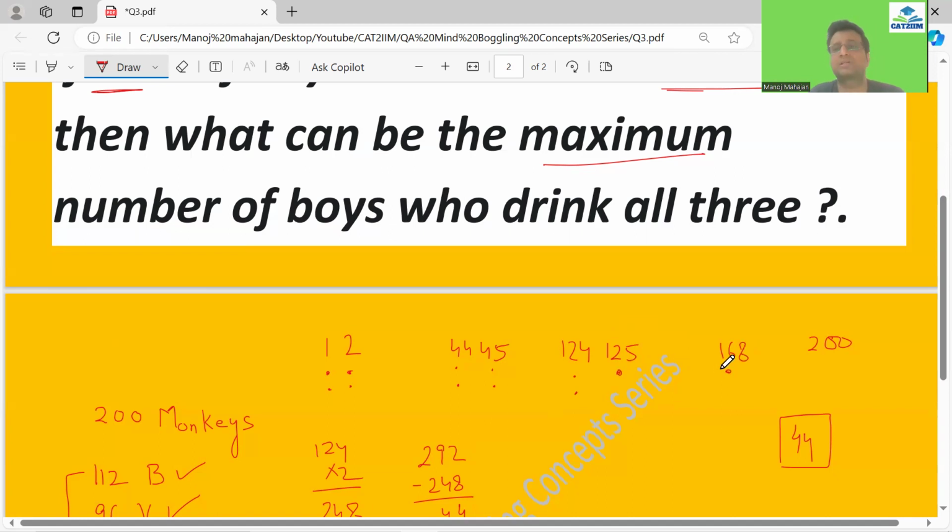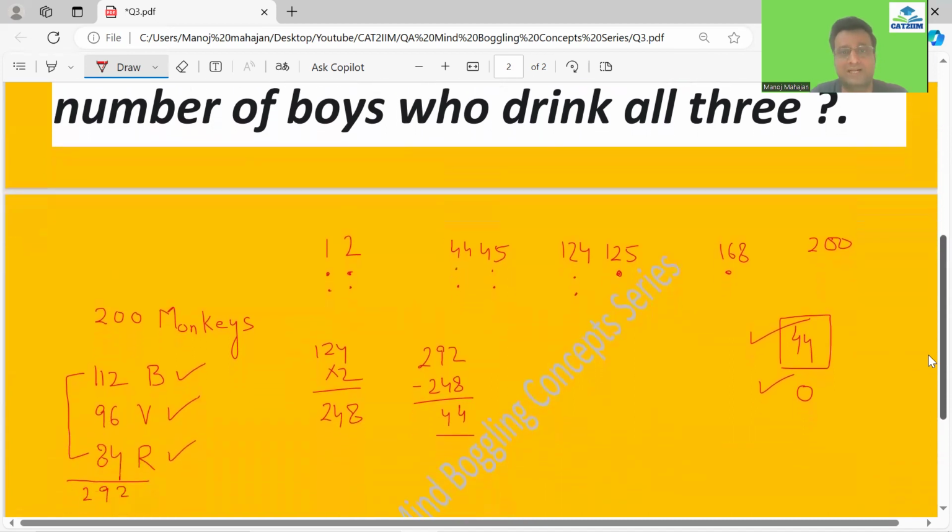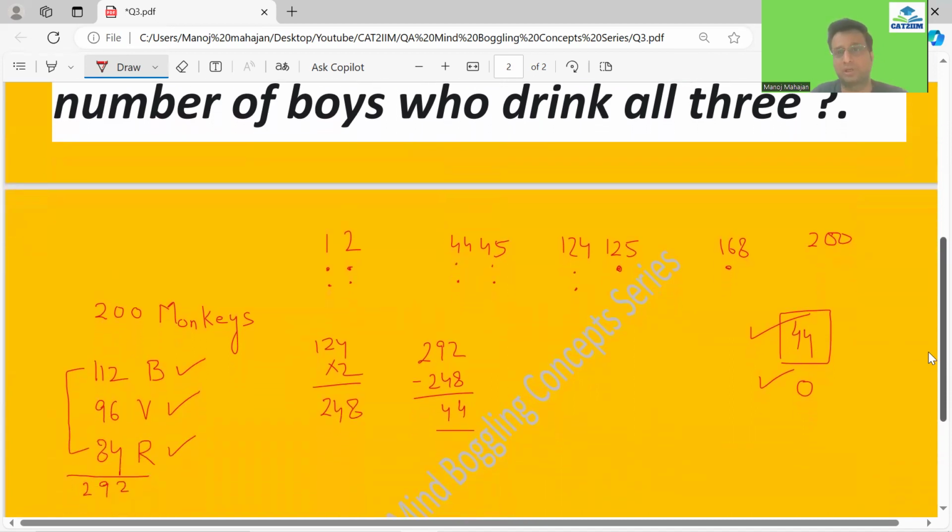So in this case, you can see that the minimum number of monkeys who have all three toffees is nothing but 0. So the maximum would have been 44, which is the answer to the question, and if I wanted to answer minimum, that answer would have been 0. Let me show you quickly how we could have distributed the different kinds of toffees. That's something you need to always figure out while answering the problem.